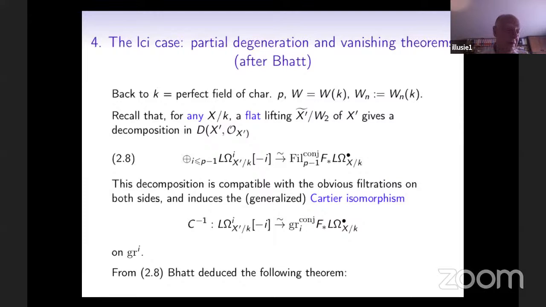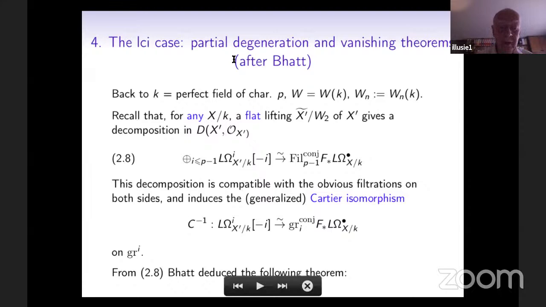So now I can briefly say a few words about the applications to the LCI case. Let me recall that now we forget about the prisms. We come back to prisms later in the talk. But here you start with an X over K, which is LCI, and a flat lifting over W_2, then you get a decomposition, as I said. This decomposition is in fact compatible with the obvious filtrations on both sides: the filtration by the sum up to j on the left-hand side, and the conjugate filtration on the right-hand side. And on the gr, you then get the morphism between the derived Ω^i over K and the gr^i for the conjugate filtration, which is what I'm interested in.